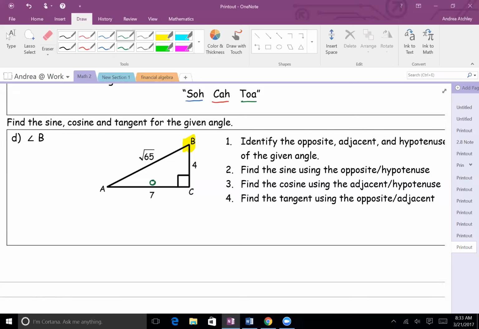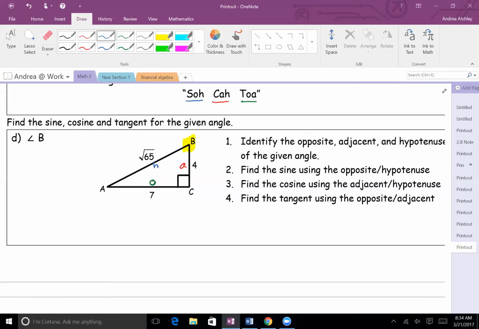Chris, what's the adjacent side? BC. And we're just going to label it A. And then Jacob, what's the hypotenuse? AB. And we're just going to label it H. Any questions over that?